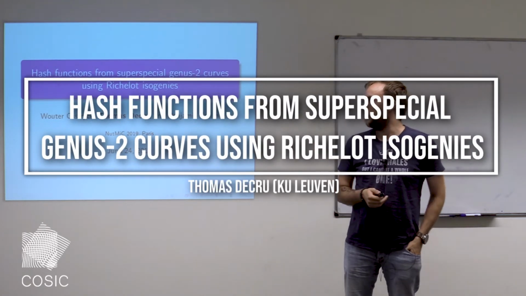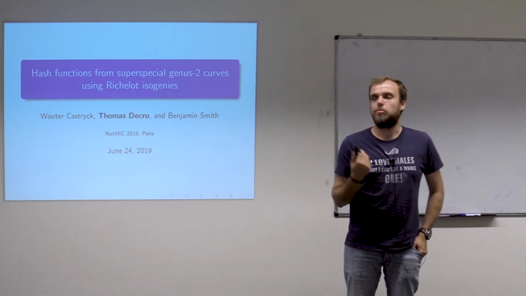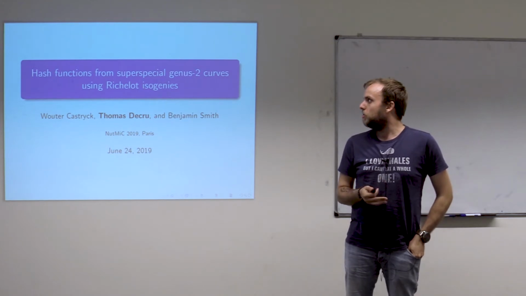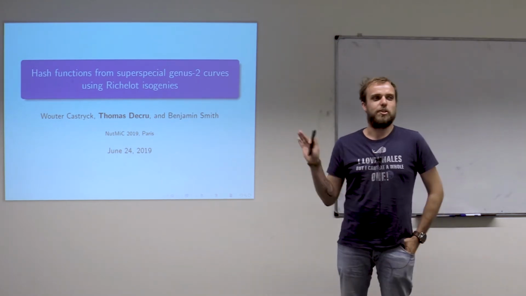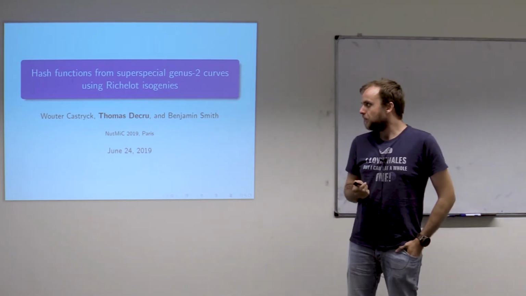I will present a joint work with Wouter Kastryk and Benjamin Smith about hash functions from superspecial genus 2 curves using Richelot isogenies. I hope these words make sense by the end of this presentation.